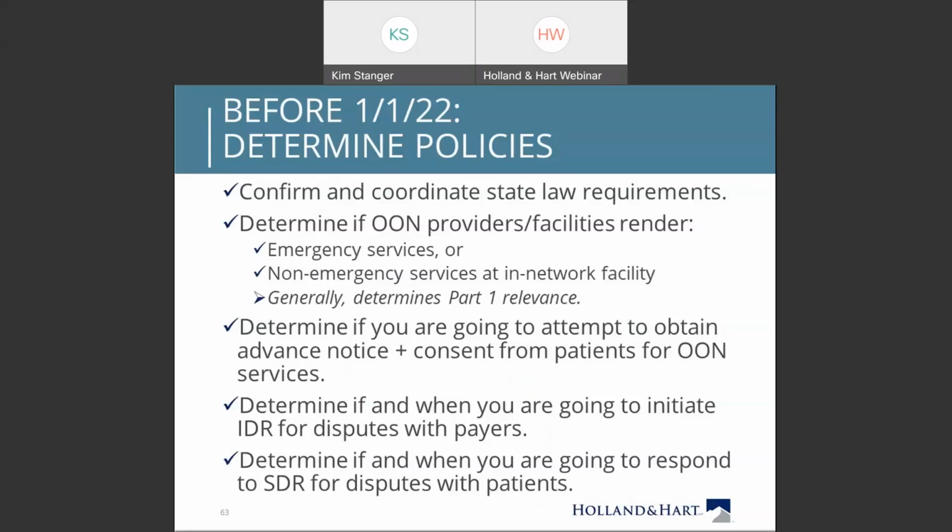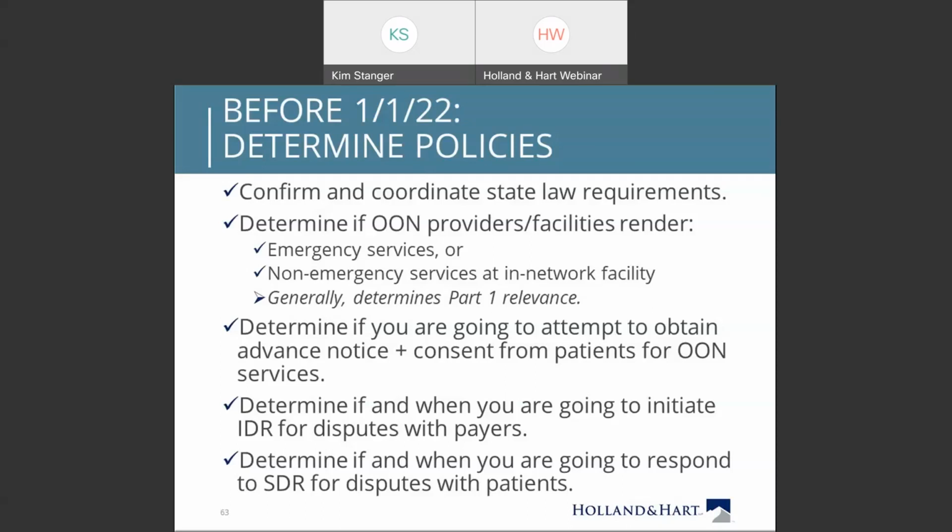If you're never one of those providers, then you really don't have to worry about Part 1 or dealing with the IDR process. On the other hand, if you are an out-of-network provider or facility that renders those emergency services, or you're an out-of-network provider that renders the services at one of those identified facilities, then you may want to implement the policies that are required by Part 1 in order to ensure that you can collect the maximum that you can under the out-of-network rate.